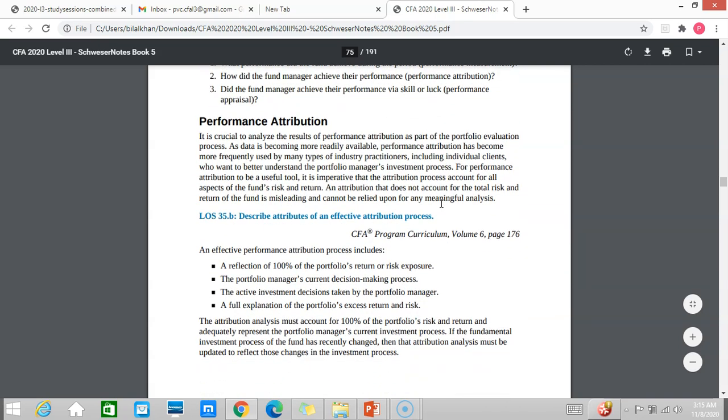So starting with, you know how to measure return, you know how to measure risk, you have already covered it. Now moving on to performance attribution, that is, where is performance actually coming from, where is the return or risk actually coming from.